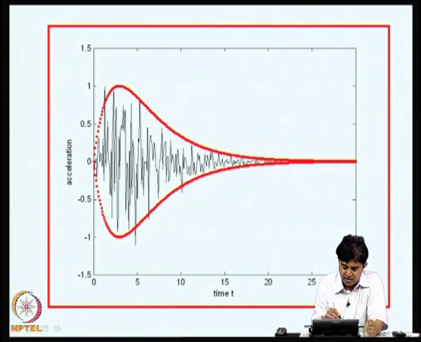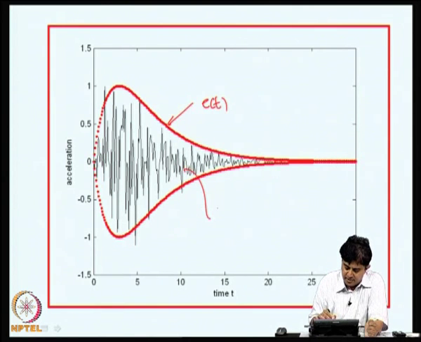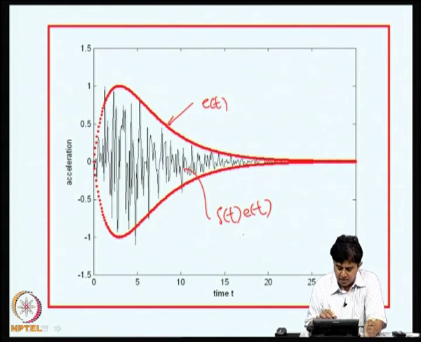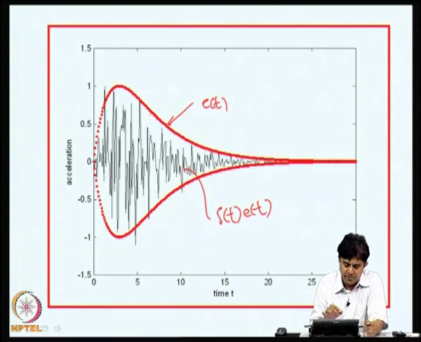One of them typically is shown here. This is E of t and this is S of t times E of t. So if we generate S of t following, say, the Kanai-Tajimi model or the Clough and Penzien model, we will be able to take into account the local soil conditions, and this envelope ensures that we are capturing the transient nature of ground motion.